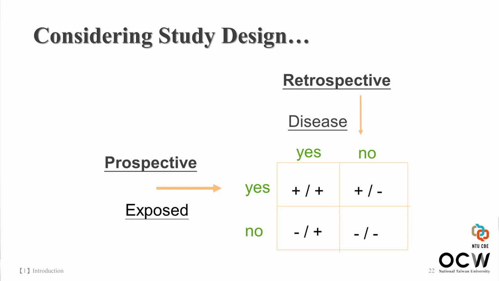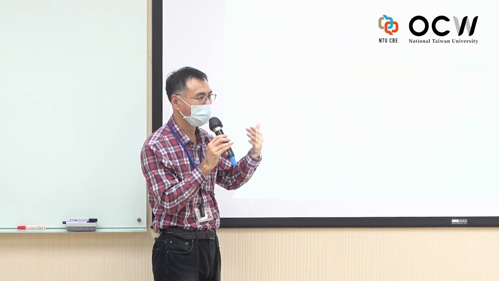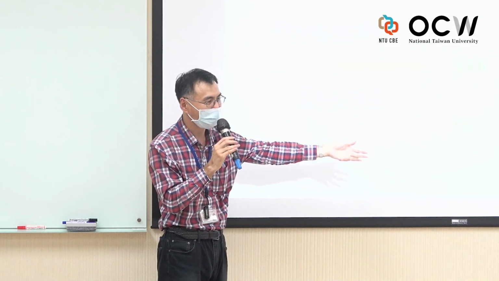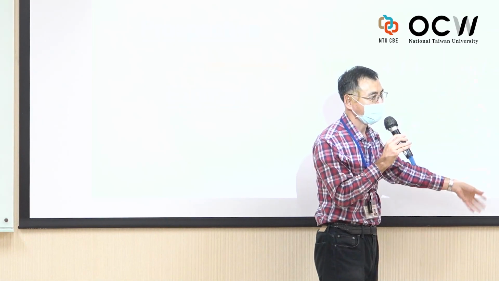Okay, so if in the very beginning we got the exposure status, but none of them had the disease, and then we follow up the group of people for a while, and some of them eventually got the disease, and some of them still remain healthy.